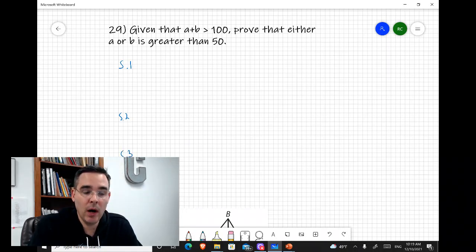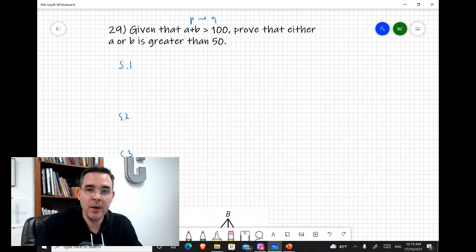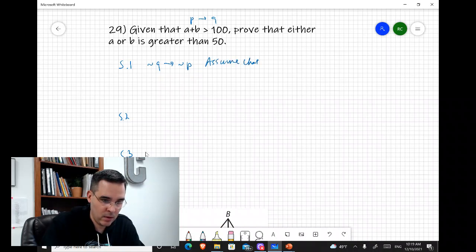In statement 1, we're going to assume, again, we've got if P then Q. So if A plus B is greater than 100, we're going to prove that either A or B is greater than 50. So we're going to have to negate Q, which will also negate P. So we're going to assume that neither A nor B is greater than 50.